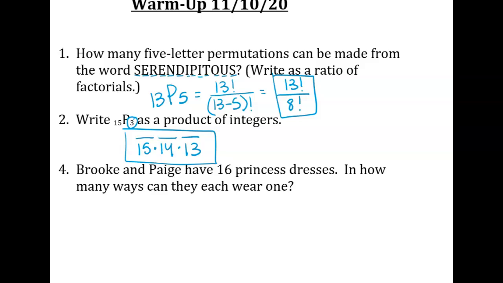Brooke and Paige have 16 princess dresses, and how many ways can they each wear one? Well, they have 16 princess dresses total. So let's say Brooke chooses, there's 16 choices, she chooses one, so Paige has 15 to choose from. 16 times 15 is 240. You could have also done this as 16P2, and that would get you the same answer.